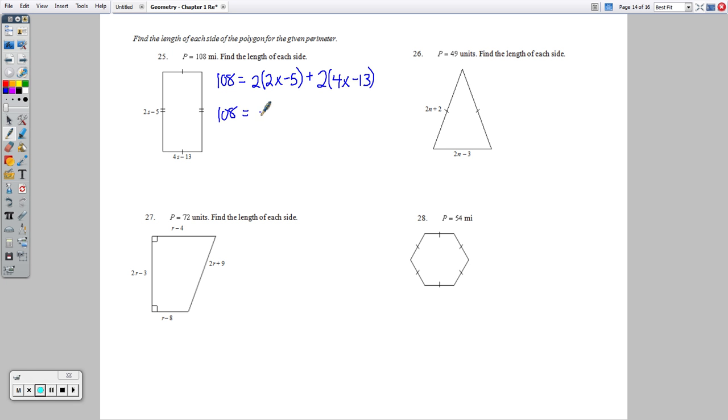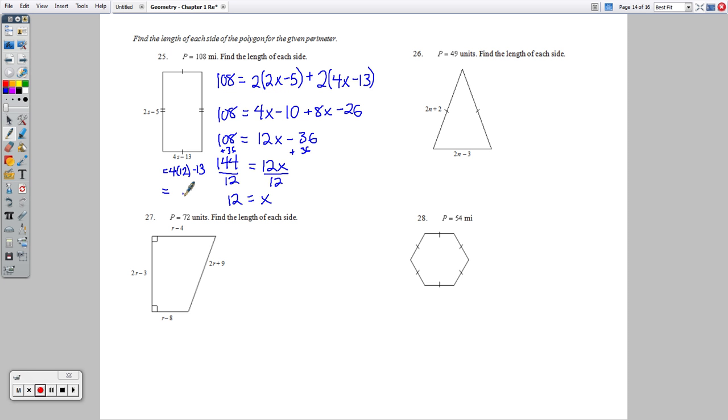So let's distribute. That'd be 4x minus 10. This would be 8x minus 26. And then combine like terms. You've got 12x minus 36. Add 36 to both sides. You would have 144 equals 12x. And then from there, divide both sides by 12. You've got x equals 12. That means this side would have to be 4 times 12 minus 13. That'd be 48 minus 13, which would be 35. And that would make this 35 as well.